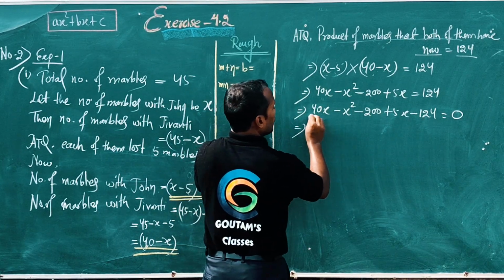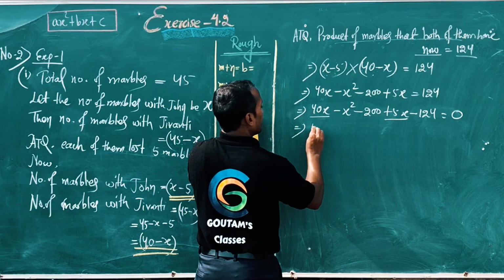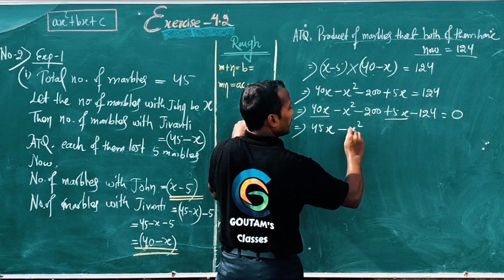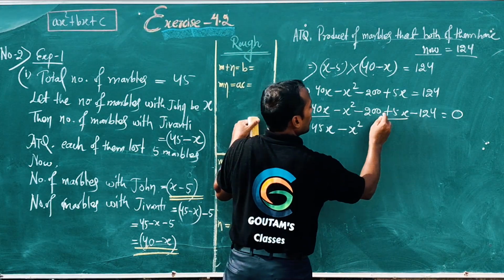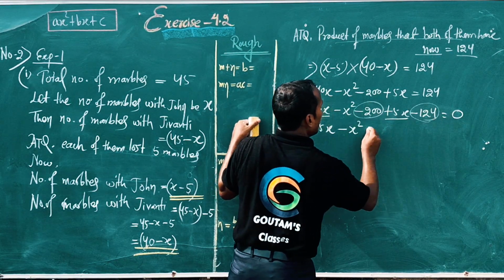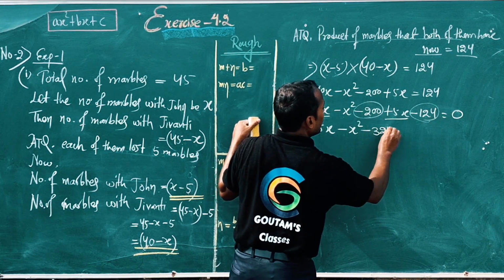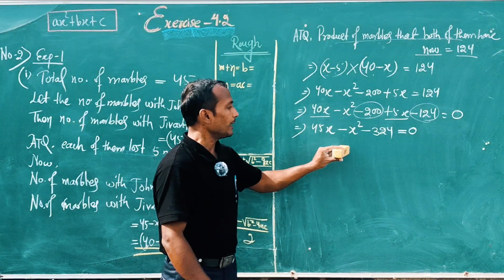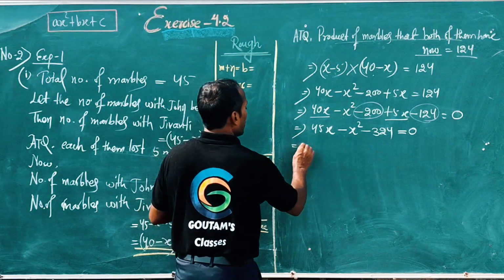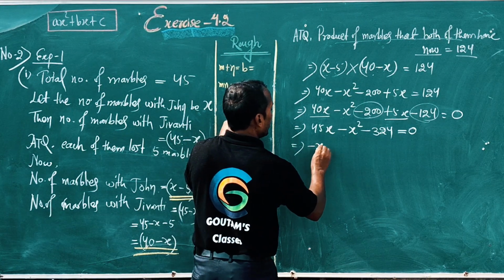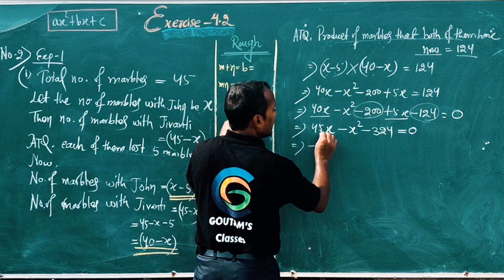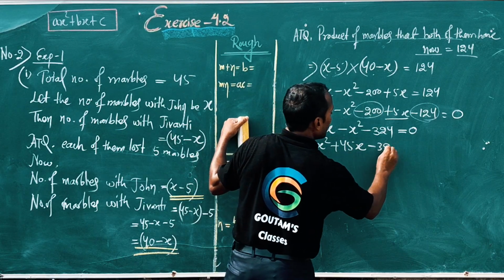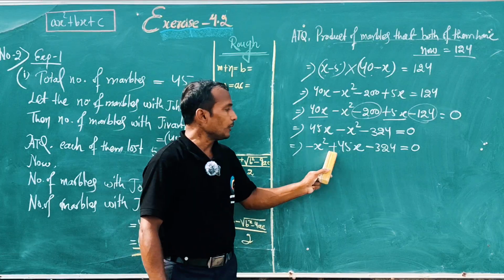Now, like terms: 40x and 5x become 45x. Minus x square has no like terms. Minus 200 and minus 124 give minus 324 equals 0. This is simplified but not in standard form. I must write the term with x square in the beginning: minus x square, then plus 45x, then minus 324. Now this is in standard form.